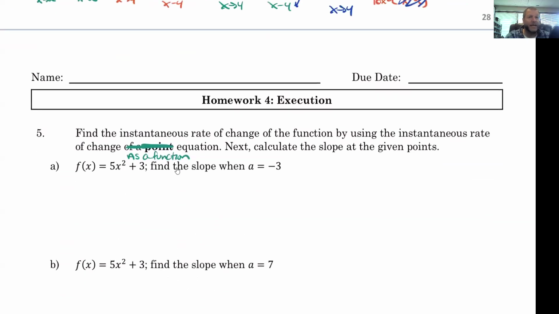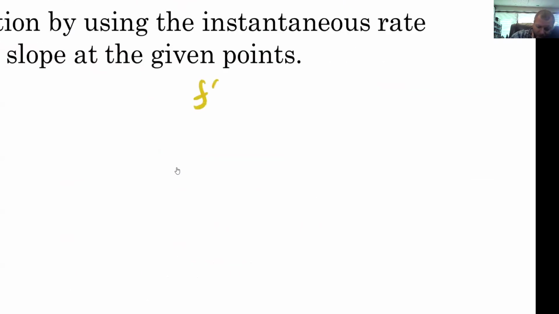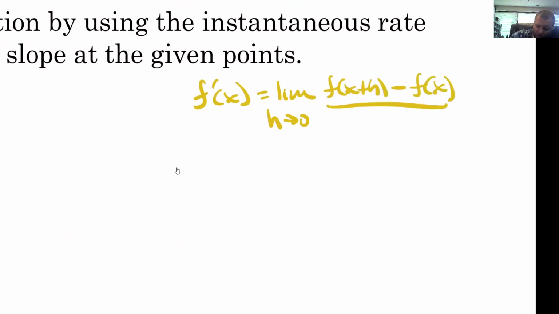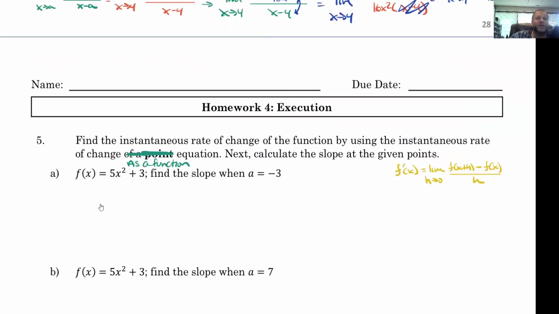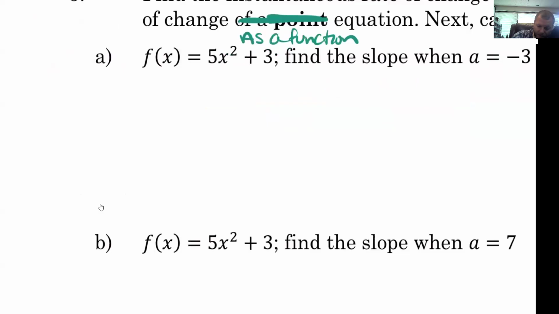I want you to find the instantaneous rate of change as a function, which means we're looking for f prime of x equals the limit as h approaches zero of f of x plus h minus f of x, all over h. So this is the formula we use each time to get f prime of x, and then we're going to plug in our value of a to find what the slope is going to be. All right, so here's our formula.